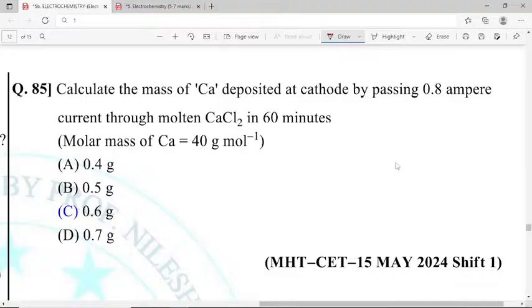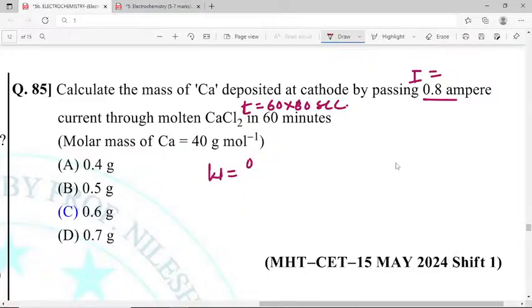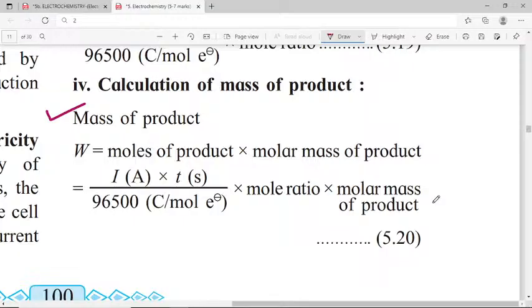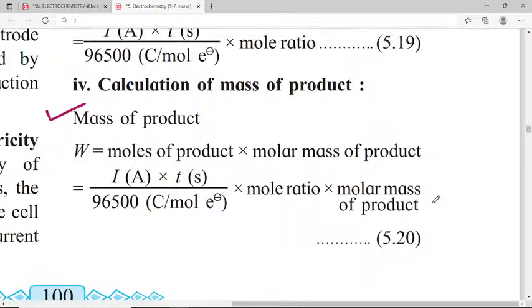Calculate the calcium deposited. Current in ampere given 0.8, time given as t is equal to 60 multiplied by 60 seconds. So what is the formula? W is equal to current in ampere 0.8 multiplied by 60 multiplied by 60, this whole divided by 96500 multiplied by mole ratio calcium 1/2 multiplied by molar mass 40. If you solve this, we'll get the answer 0.6 gram. I am using the formula: moles of product, molar mass, mole ratio.